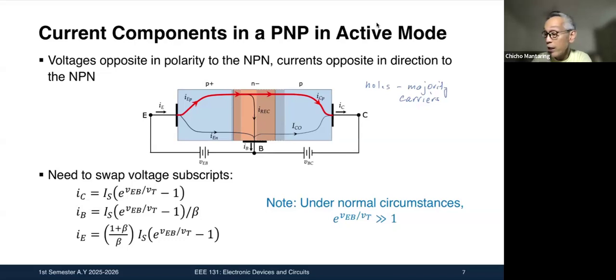Okay, so what do we have to do? We just have to swap voltage subscripts in the equations that we already discussed. So for example, if it's an NPN, this is supposed to be VBE. But now this is a PNP, so this is now VEB. These are the expressions for IC, IB, and IE. And you just have to remember that these are now opposite the direction of current that is found in an NPN. And under normal circumstances, VEB over VT is very much greater than 1. So these ones here can be neglected.